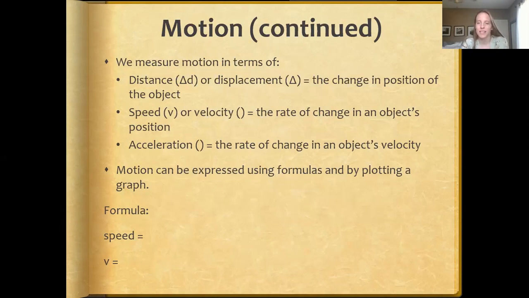Speed is a v. So a change in speed would be delta v. Velocity is a v with a line over it. And so that is how the object's rate of change of its position is changing. And then acceleration is an a with a line over it. And that is the change in the object's velocity. And so I'll just write out those different formulas that you'll need.